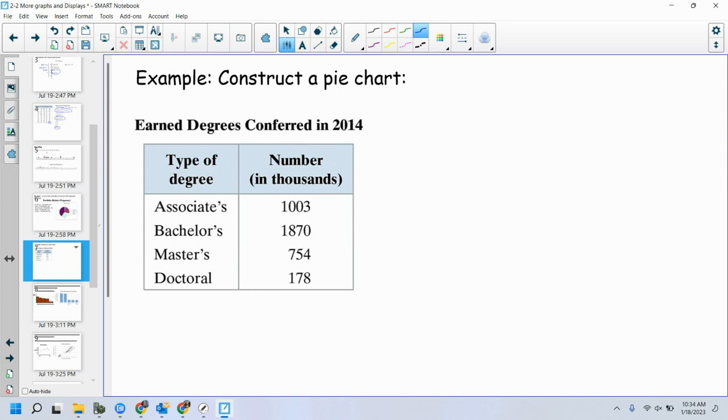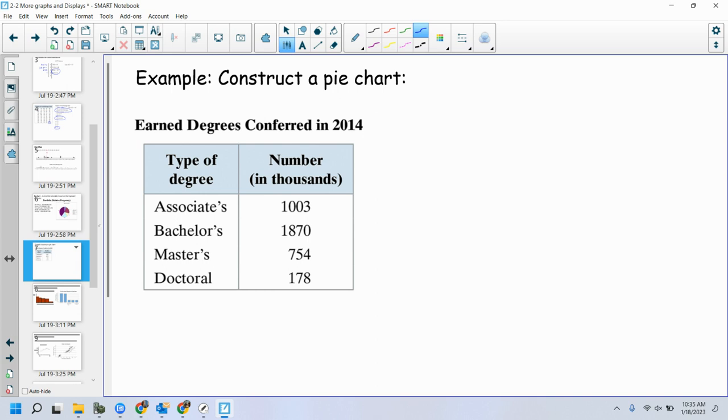Okay, we've got this table here. We've got earned degrees conferred in 2014. I just took this from the book. I'm not sure if this is across the U.S., in number of thousands. Yeah, maybe this is in the U.S. in 2014. Yeah, that makes sense. Like 178,000 doctorate degrees in 2014. So let's say across the U.S. we've got this many of each type of degree. Notice that, again, this is a qualitative response, right? So we can represent it as a pie chart.